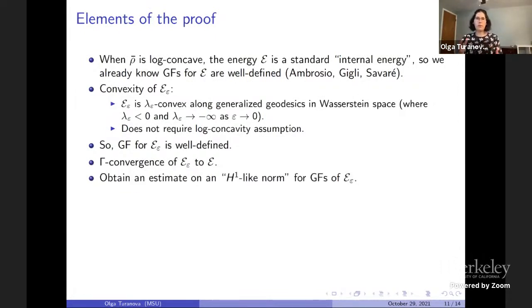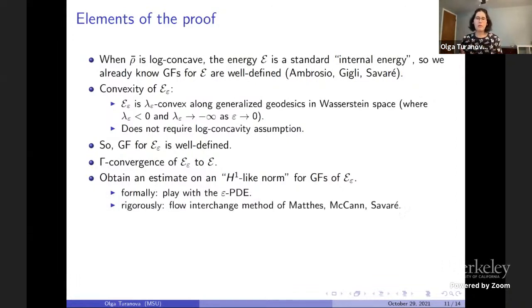So then to show the convergence of the gradient flows, we first obtain an estimate that's sort of like an H1 norm for gradient flows of E epsilon. Formally, you can get this by manipulating the epsilon level PDE, in the way that you manipulate PDEs to get estimates on norms. Rigorously, because we're working with gradient flows and the PDE formulation is so weak, we use the flow interchange method of Matthes, McCann, and Savaré. Interestingly, this also does not require the log concavity assumption.